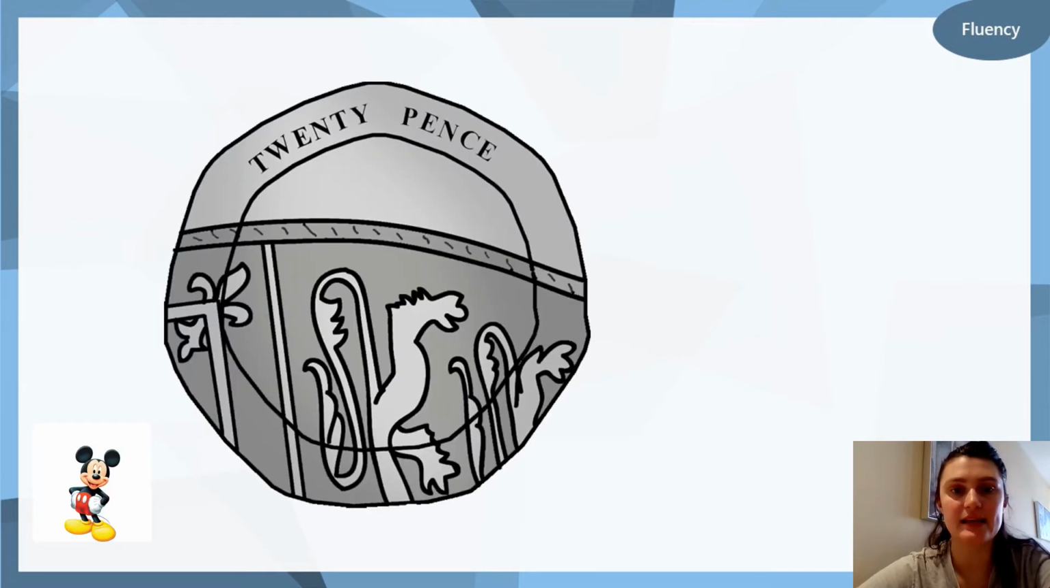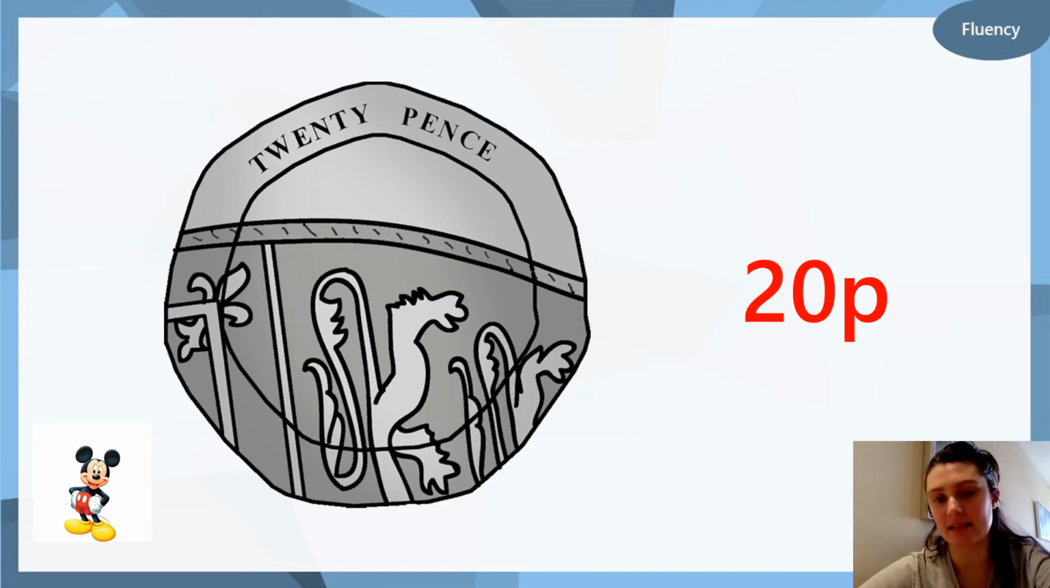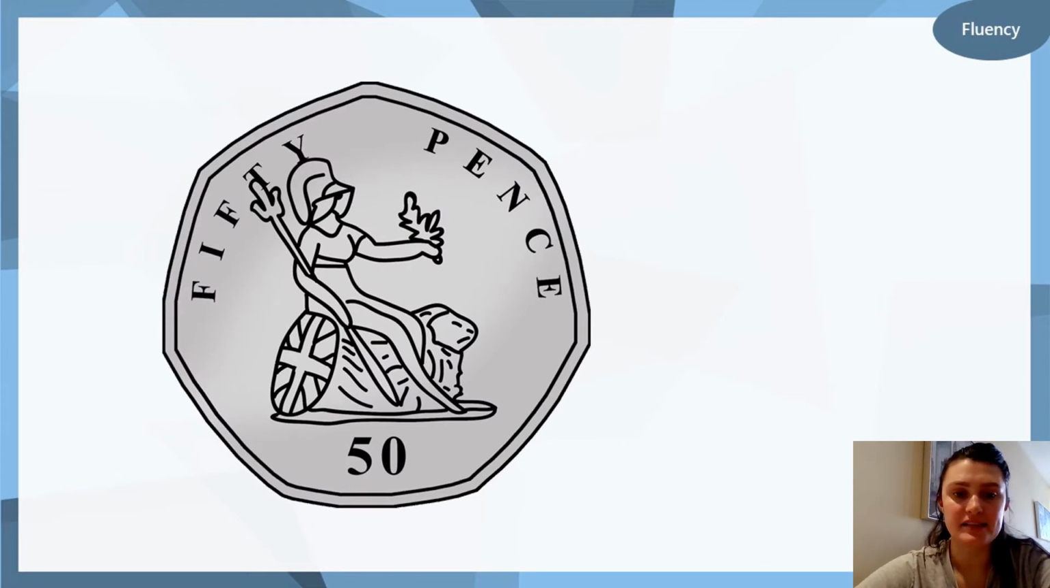Our next coin is a 20 pence coin. We call this 20p. This one has a different shape to the others. Have a look at how many sides it has. Have a look at the colour and have a look at the picture. Next, we have a 50 pence or 50p. Again, it's got a different shape. Have a look at the shape, the colour, and the picture.